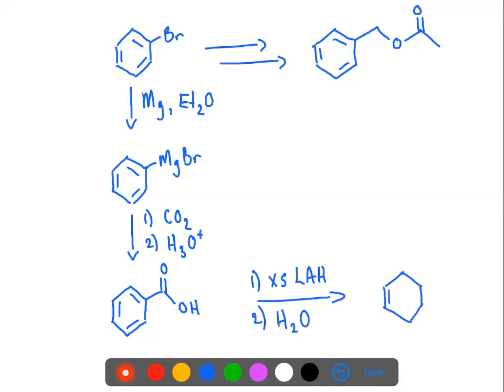So under excess conditions, we're going to reduce to the oxide, and then in the final step, we'll quench with water to form our alcohol. This is called benzyl alcohol, but that's not important. But you can see now we have introduced our carbon, and this moiety, if you will, this is our ROH that we used in our ester synthesis.